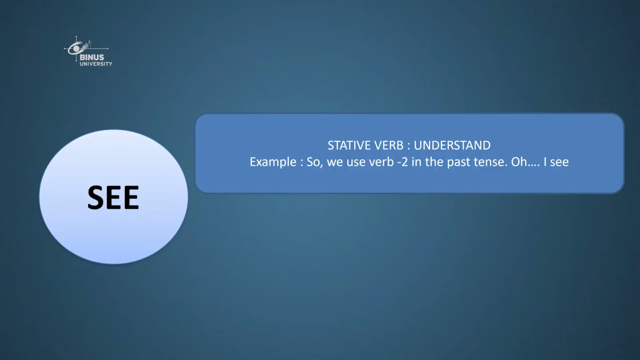And we go to the next example of verbs that can be stative and action. It is see. As a stative verb, it means understand.